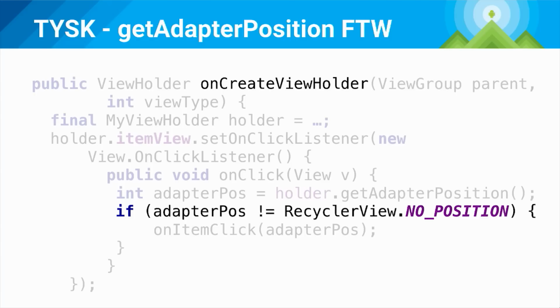And this NO_POSITION check is also important because in a case where an item is deleted but the user is quick enough to click on that item before it is removed from the UI, you will still receive the callback because it's a real view. So you should always check for NO_POSITION.